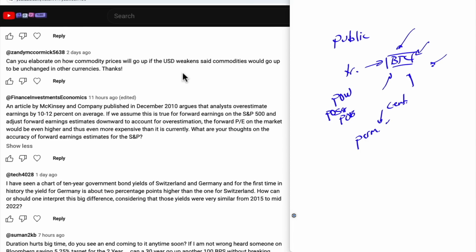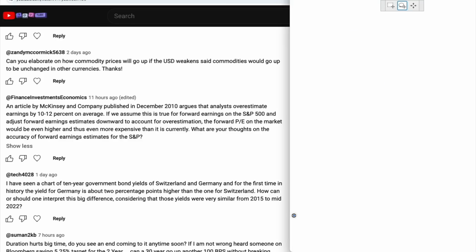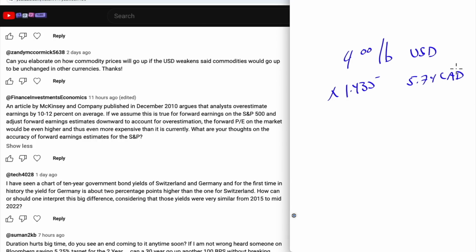Can you elaborate how commodity prices will go up if the U.S. dollar weakens? Said commodities will go up to be unchanged in other currencies. Sure. Let's say copper is $4 a pound right now in U.S. dollars. You have 1.435 on the Canadian, so let me figure out a Canadian price for copper: 5.74. You can do this with every currency to get a price of copper in either euros, pounds, Australian dollars.